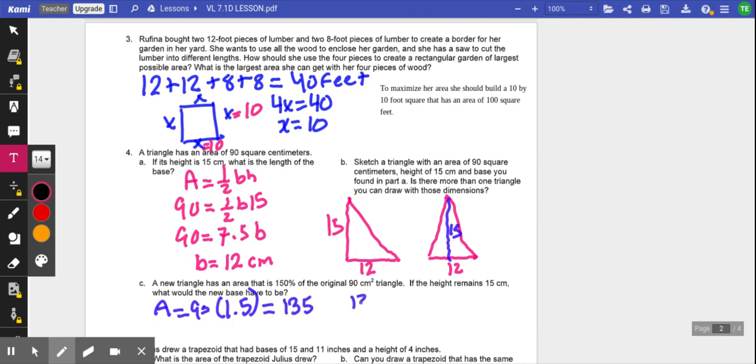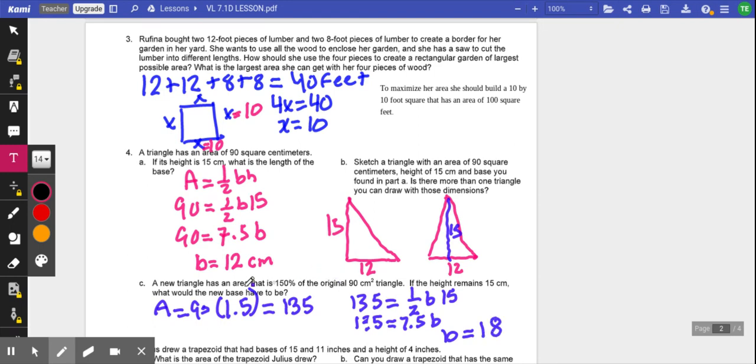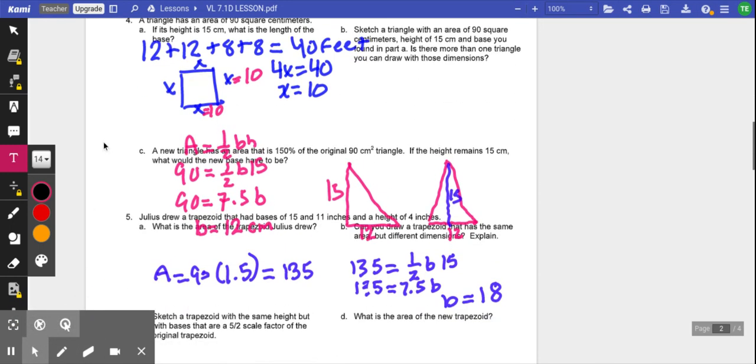So 135 has to equal 1/2 my base times 15. So I'm dividing 135 by 7.5. So here I get my base is 18. Next question.